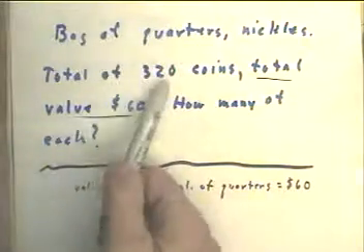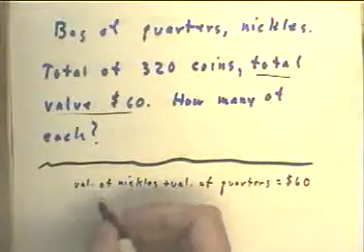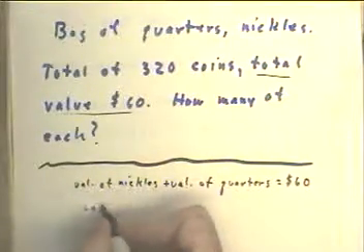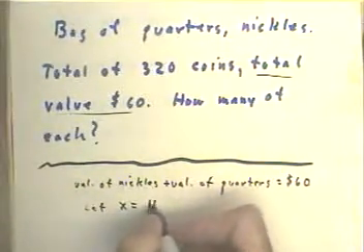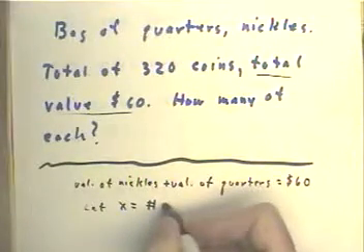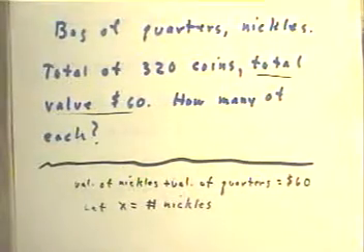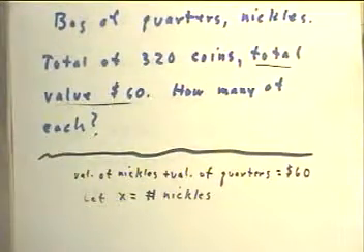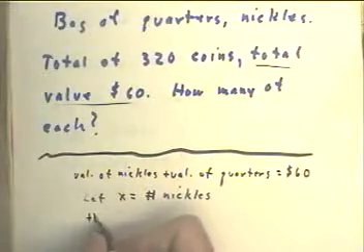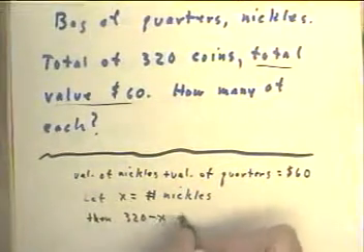What about the fact that we have a total of 320 coins? How can we use that? Well, if we let X equal the number of quarters or the number of nickels, and let's just call it the number of nickels for this problem. If X is the number of nickels, then how do we use the fact that we have 320 coins? The number of quarters is 320 minus X.